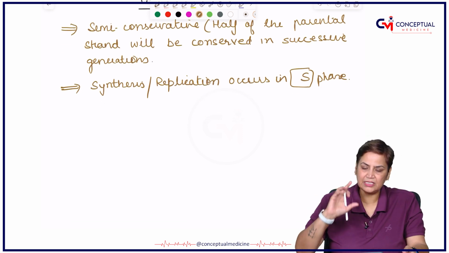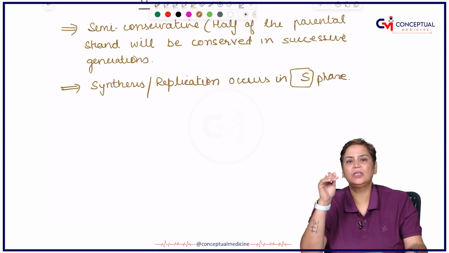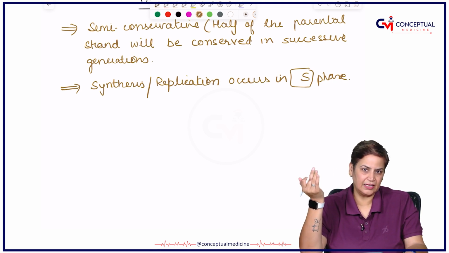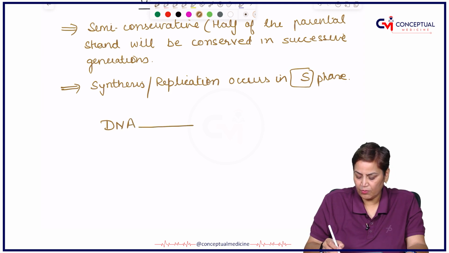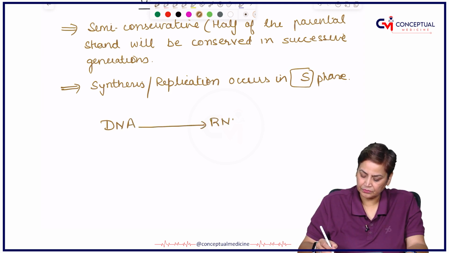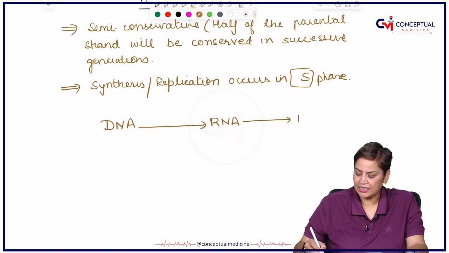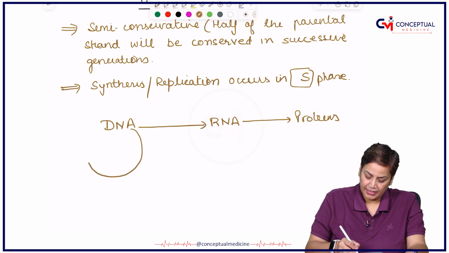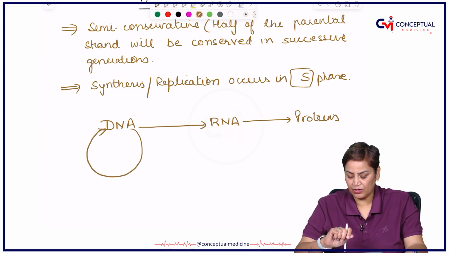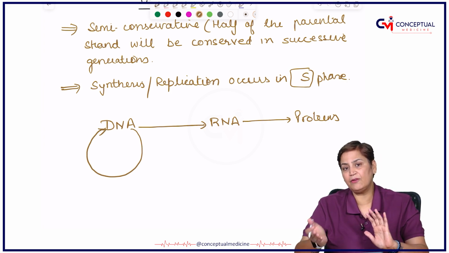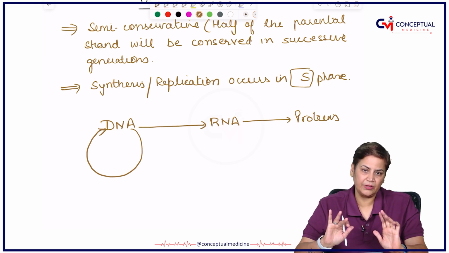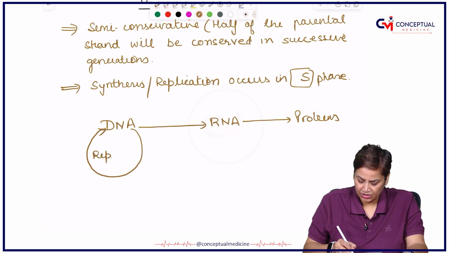Then coming over to this, first of all we should know how the flow of information is there in the cell. So if we talk about this, DNA forms RNA and this RNA translates the information in the form of proteins. DNA forming DNA, this process we refer to as replication. So formation of daughter DNA from the parent DNA is replication, right? So I will write replication. This is what we are going to study here.